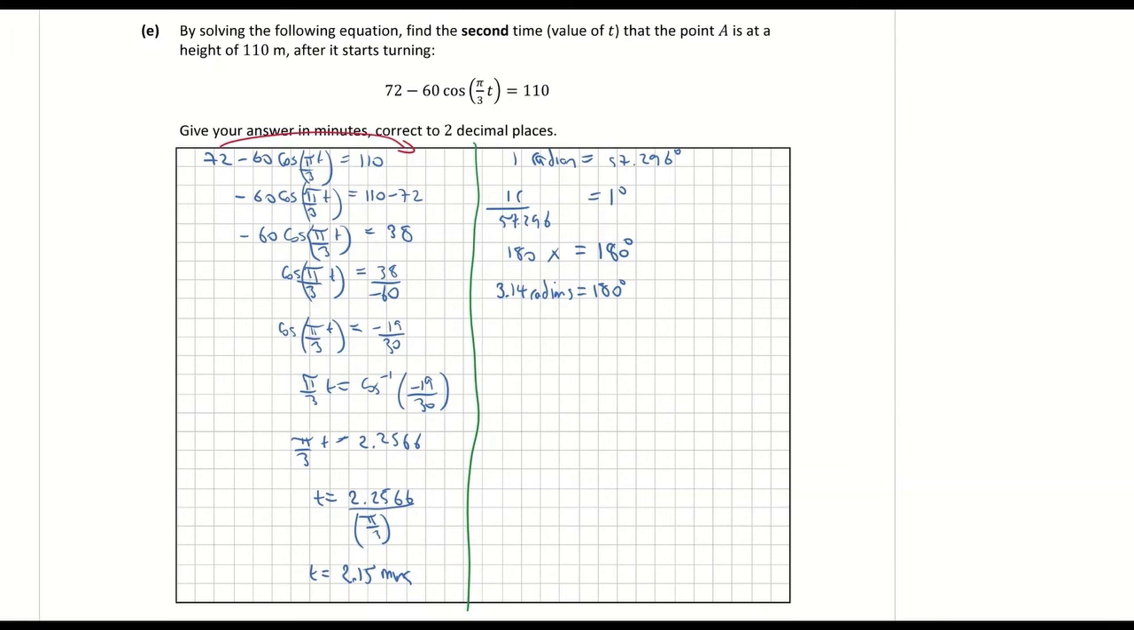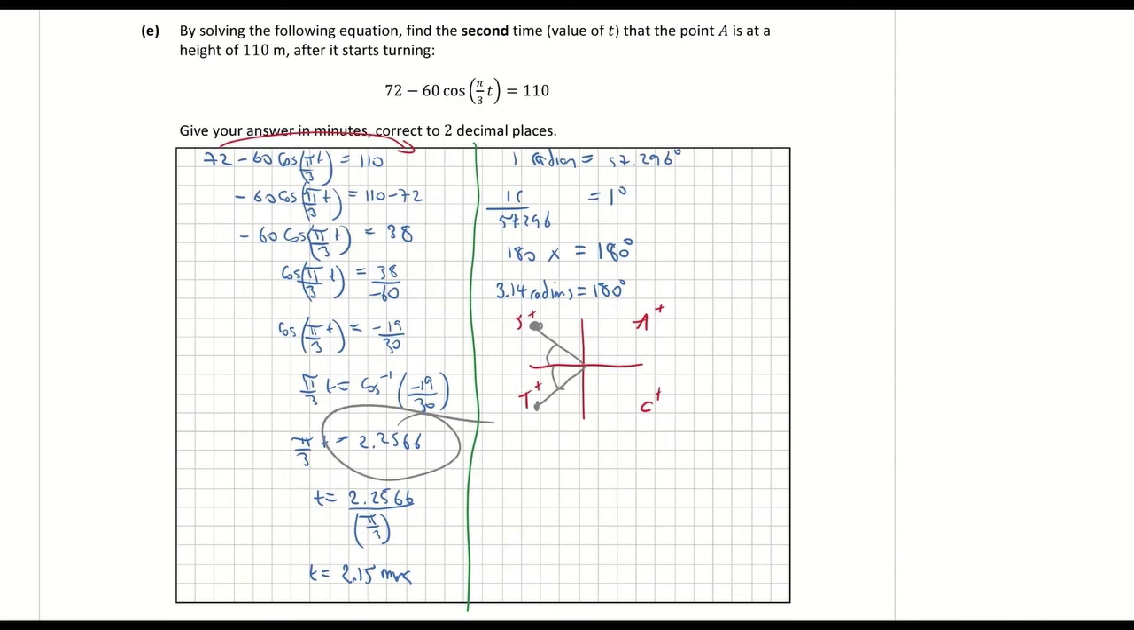Now, coming back to our question here, using our CAST again, all positive, sine and tan are positive. Now I'm looking at where cos is negative because it's minus 19 over 30. So it's negative here. And it's also negative then in tan being positive, so negative in here. So my first answer I got was 2.25 as my answer over here.